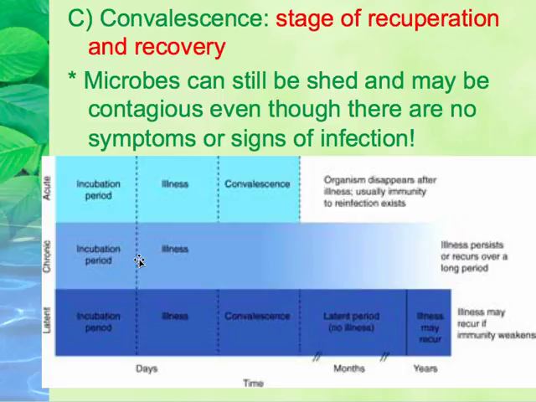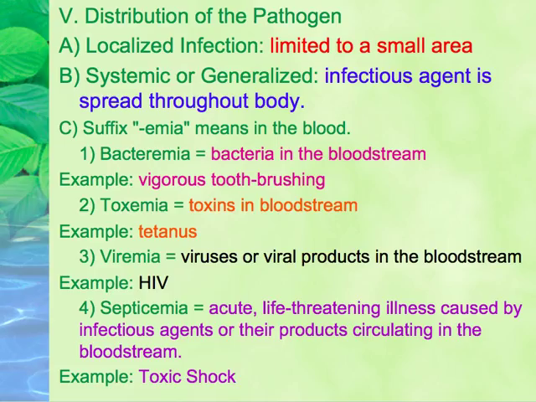In a chronic infection, the person is sick over a long period of time, or the illness recurs frequently. In a latent infection, notice how we go through incubation, illness, convalescence, almost like, wow, I must be getting better. And then there's kind of a latent period where there's no signs, there's no symptoms, and then all of a sudden illness occurs again, okay? It's reactivated.